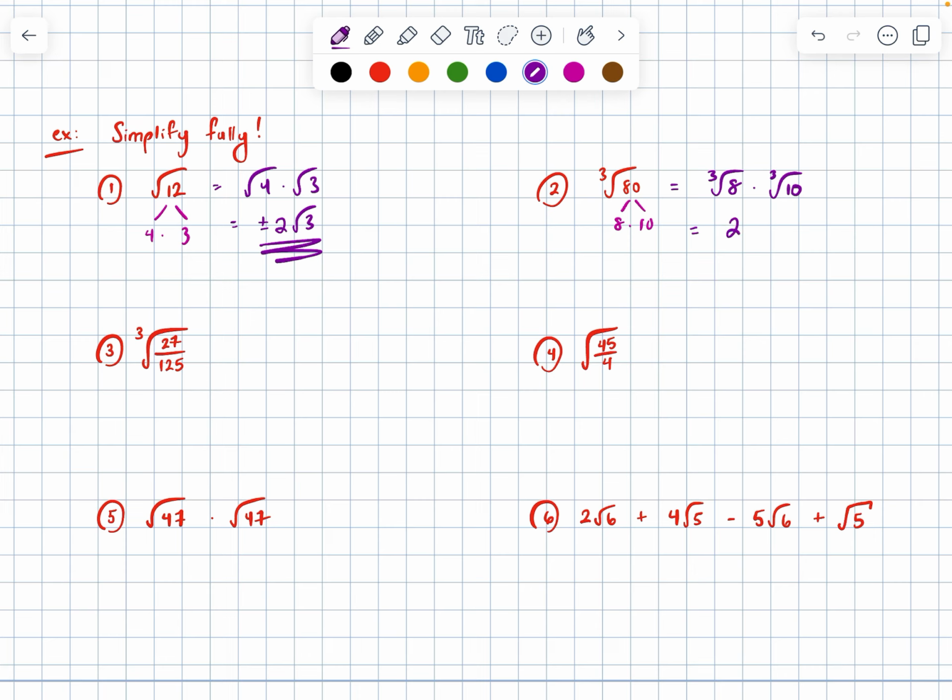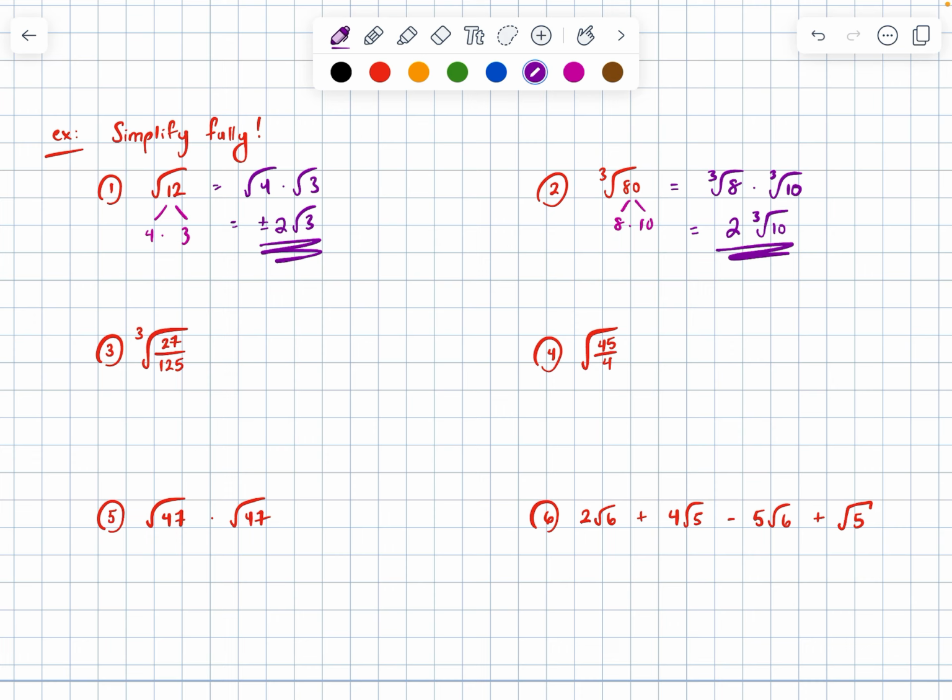From here, I can simplify the cubed root of 8. That's 2 times 2 times 2. I cannot simplify the cubed root of 10 any further. Smush it right back up against that 2. 2 cubed root of 10 is my final answer.